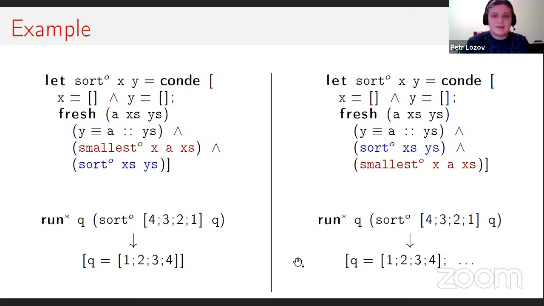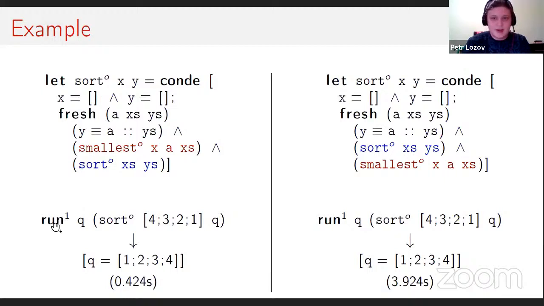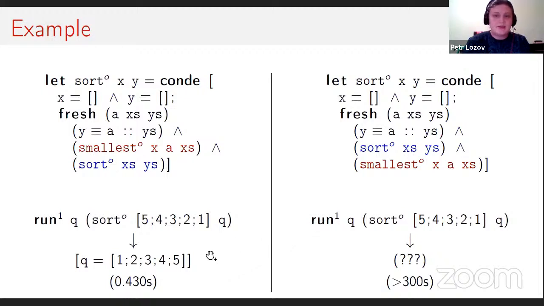Okay, let's simplify the query. The operation run with number n searches for the first n answers. In our case, n equals 1. Now the query converged in both cases, but the performance of the second query is several times worse than the first one. And if we try to sort a five-element list, then in the first case, the performance hardly changes. But in the second case, we are getting no answer even after five minutes of waiting.